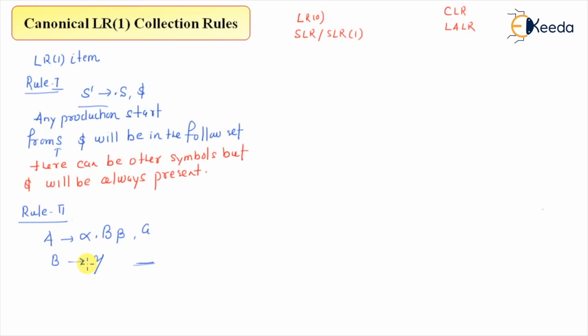So the rule says that if there is a production like this, and the dot is in front of B, I'll add this B derives gamma because the dot is in front of B. There can be three different possibilities for this beta, and those possibilities are basically the rules. The first possibility is that there is no beta, or beta is equal to epsilon. Nothing is there after B.